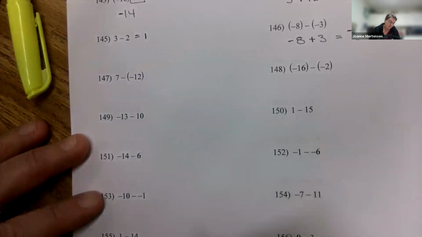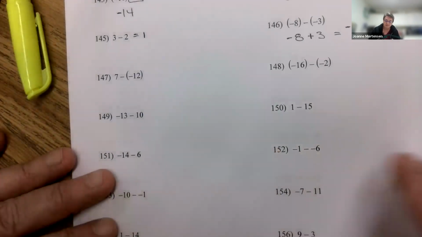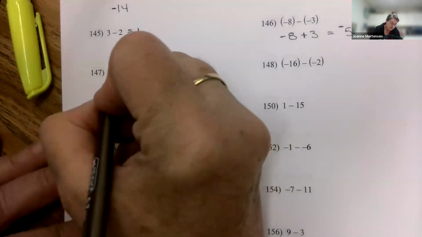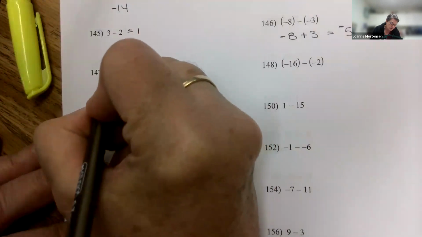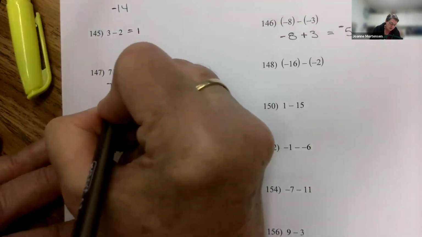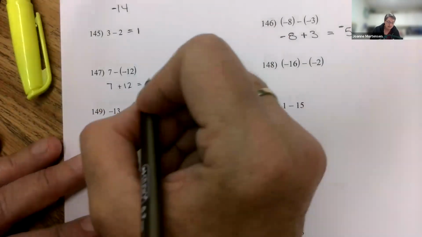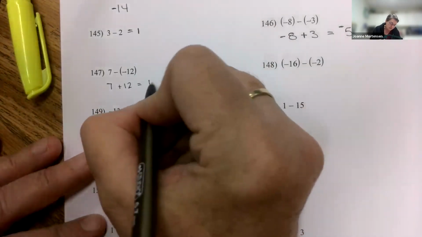Okay, welcome back. I'm hoping it went well for you, because if it did, then you can just fast forward through the rest of this. Right, a negative and a negative is going to make me a positive. So 7 plus 12. I'm adding, my signs are the same, so I'm just going to add, it's going to give me 19.